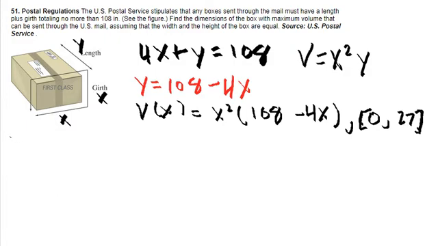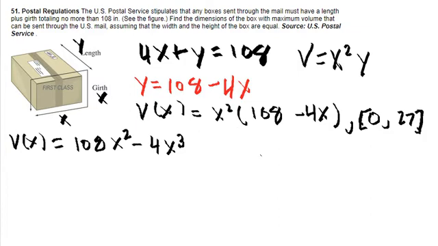So go ahead and take the volume equation, and let's distribute the x squared, so that we have that this is equal to 108x squared minus 4x cubed. Okay, so this is still our volume equation. We haven't really done anything with it, but now we can find the first derivative.